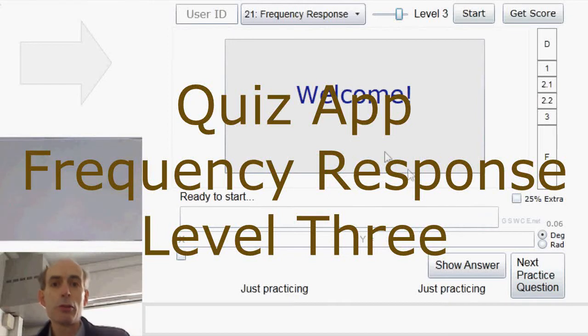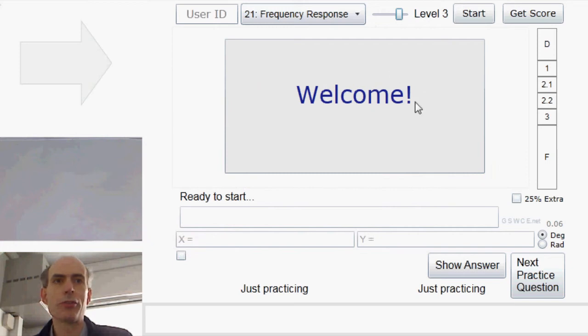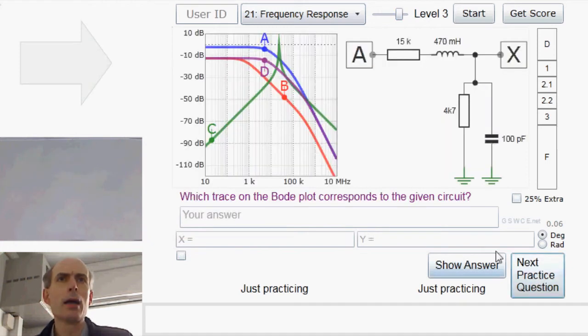Hello. Just for fun, I thought I'd do some level 3 frequency response questions as well. Let's have a look. At low frequencies, you would expect the inductor here to be effectively a short circuit. So at low frequencies, we would expect the circuit to look just like this.